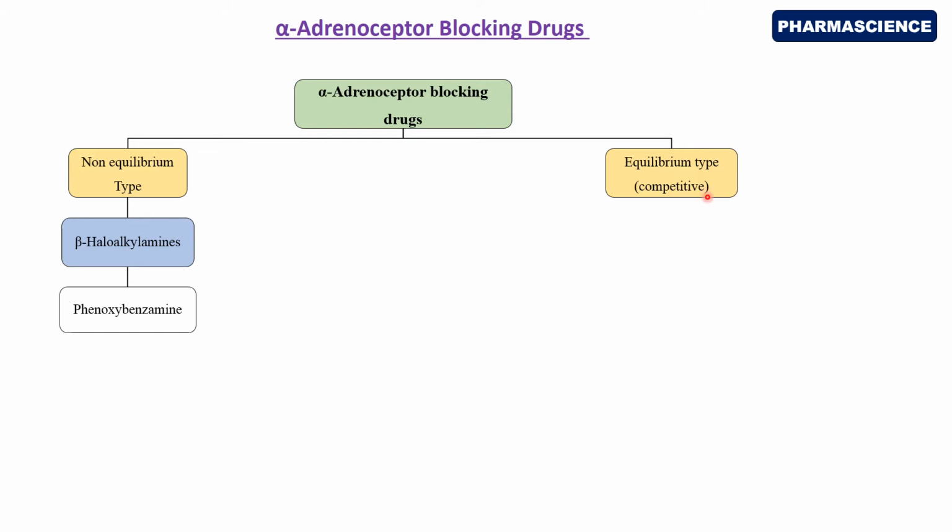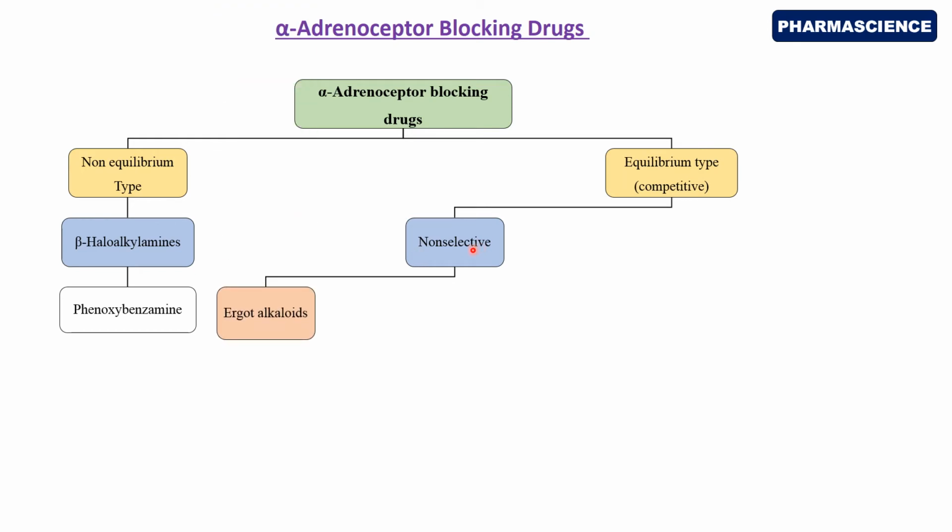The equilibrium type is again divided into three major classes. First one is non-selective, second one is alpha 1 selective, and third one is alpha 2 selective. The non-selective class is again divided into four major classes. First is ergot alkaloids. The examples of ergot alkaloids are ergotamine and ergotoxin. Second class of non-selective type is hydrogenated ergot alkaloids.